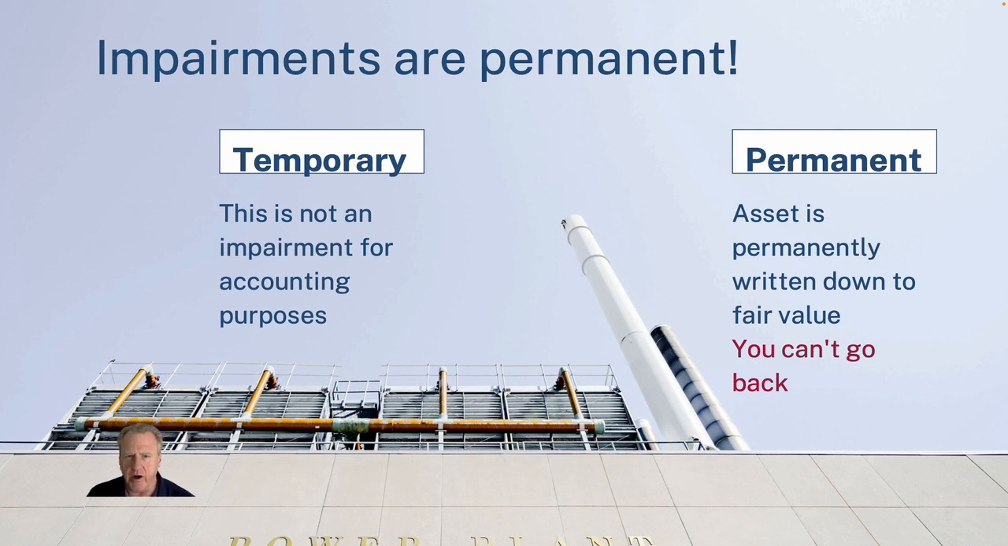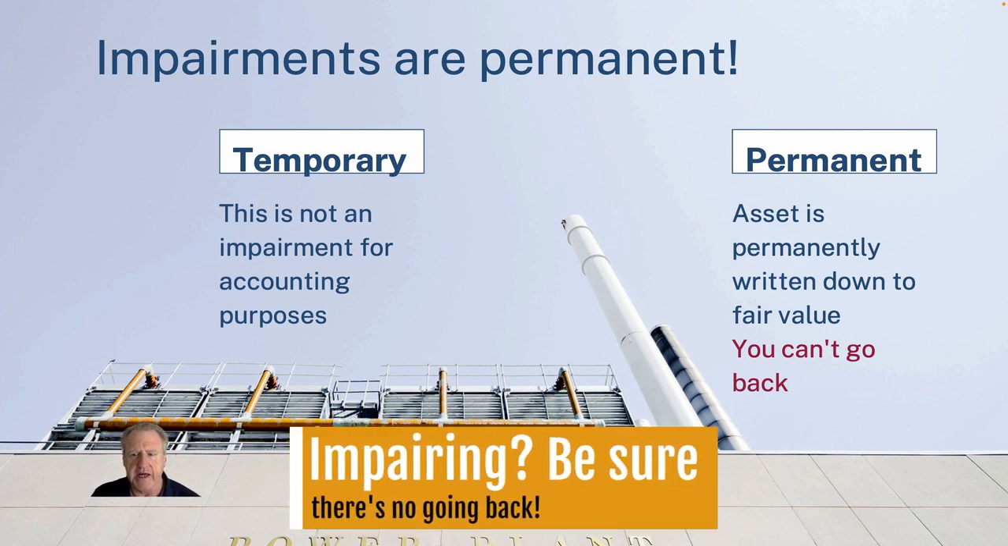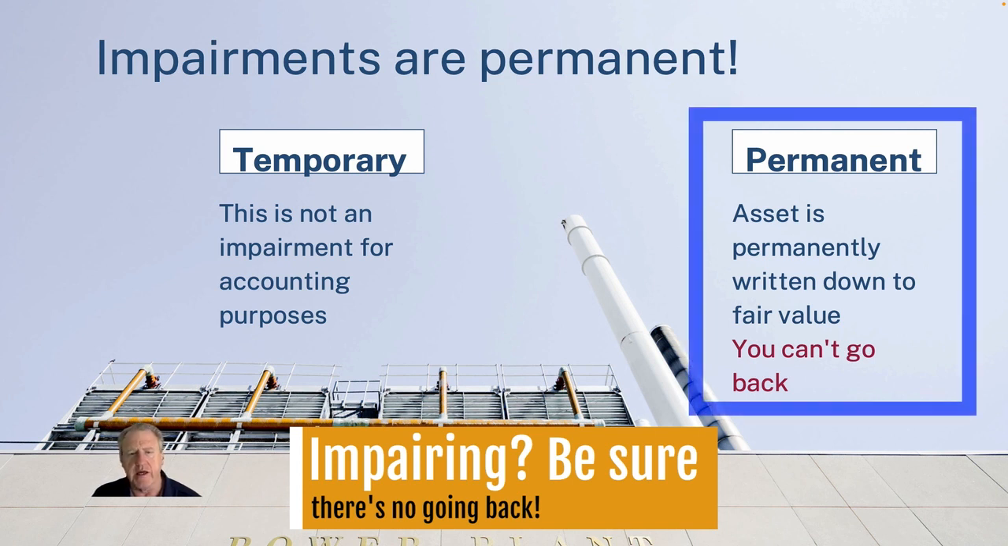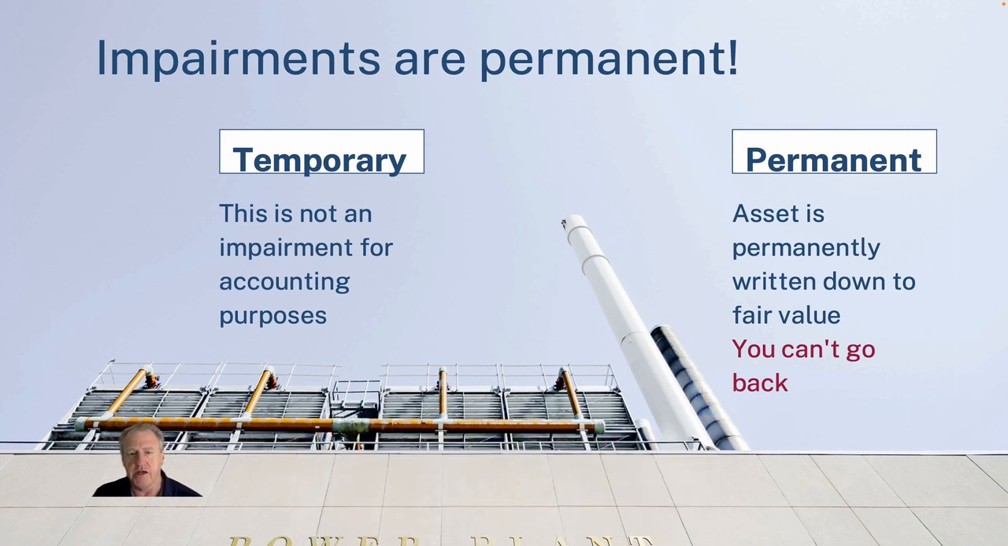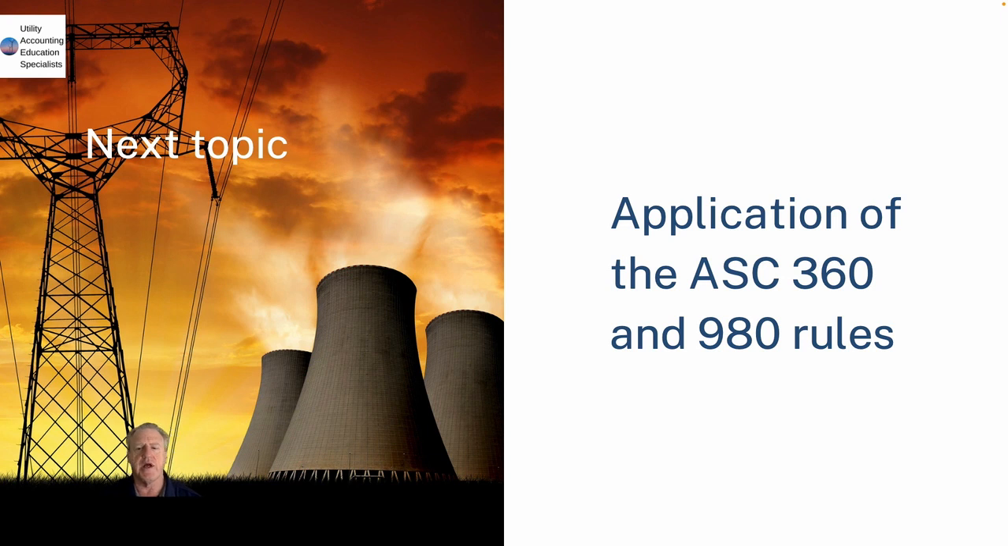Permanent impairments are the rule of ASC 360. And ASC 360 says that you write down the asset permanently to its fair value. You can't go back. Even if you have debt on that and you need to recover that from your ratepayers, you can't go back.